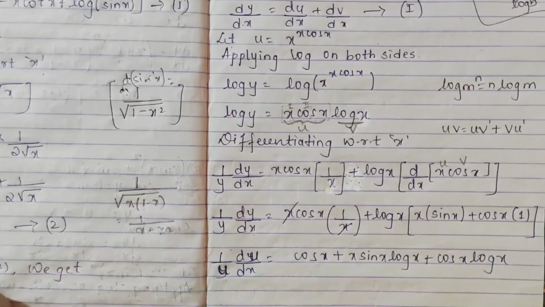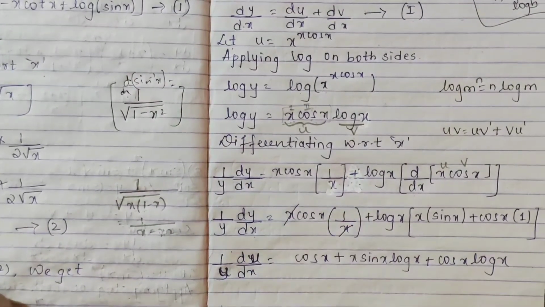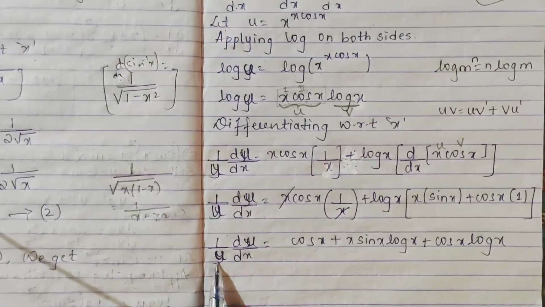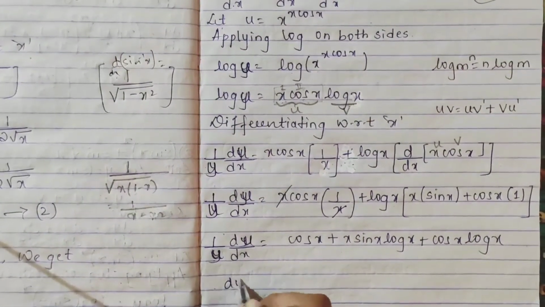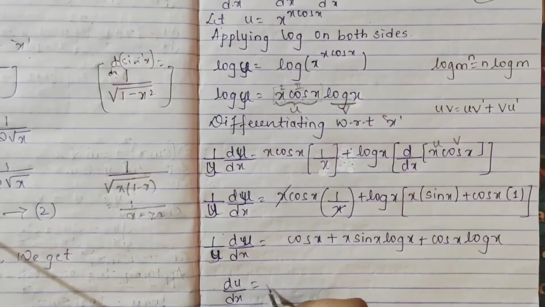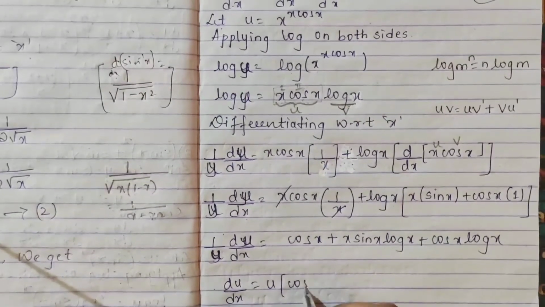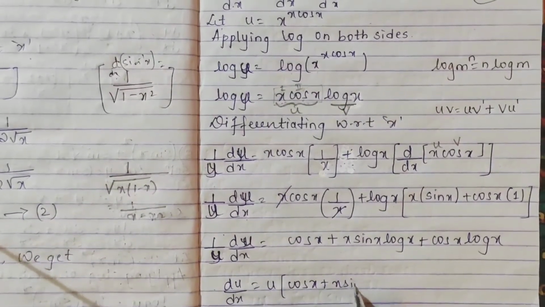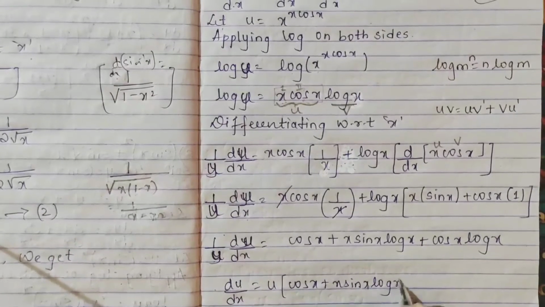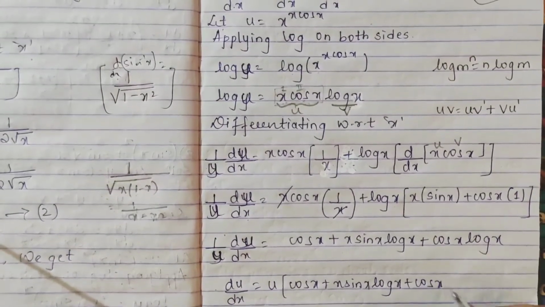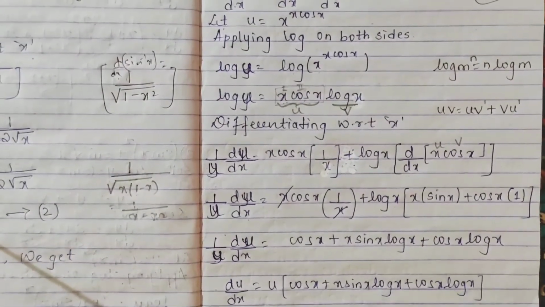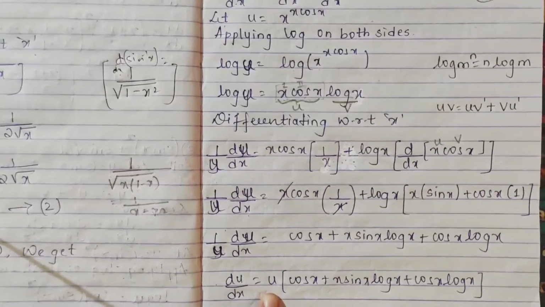du by dx. Students, please rectify it, it is u. So here you will be having du by dx, taking your u on this side, you will be having cos x plus x sin x log x plus cos x log x. Now putting your actual value of u.